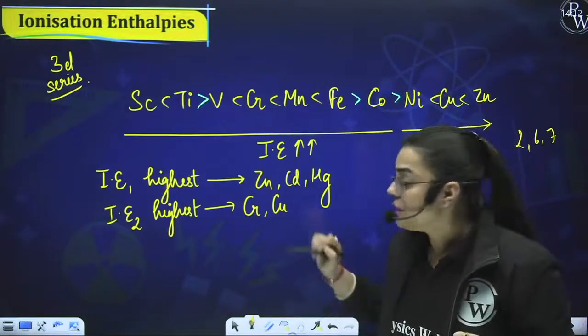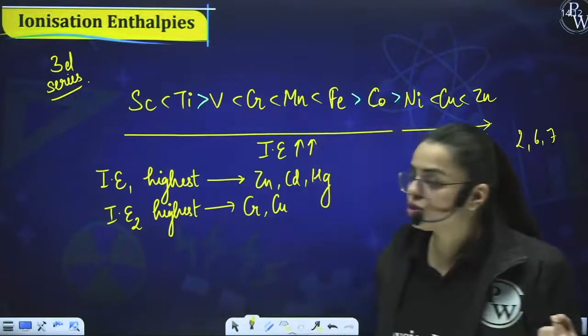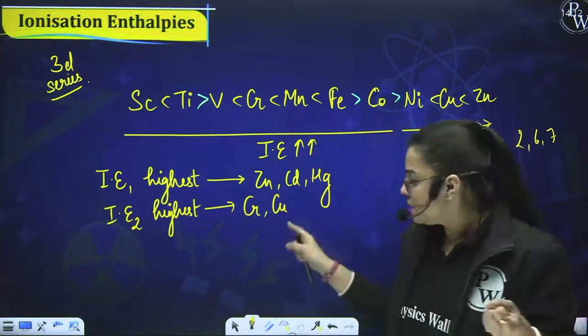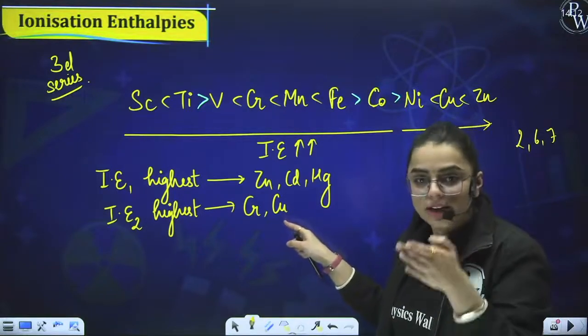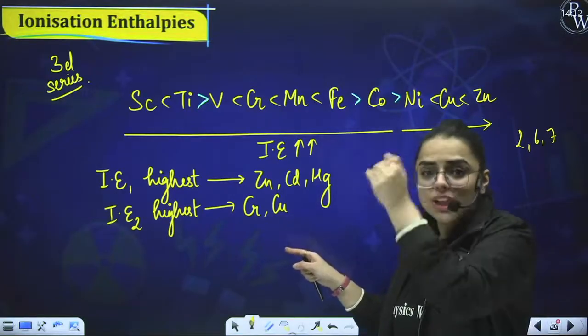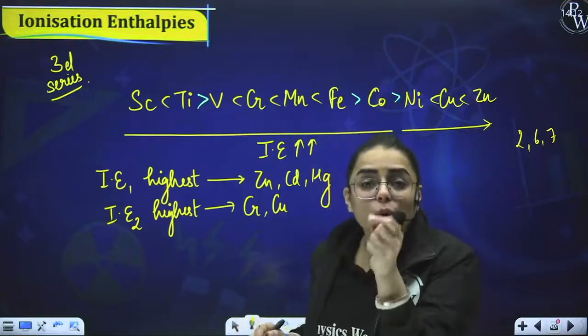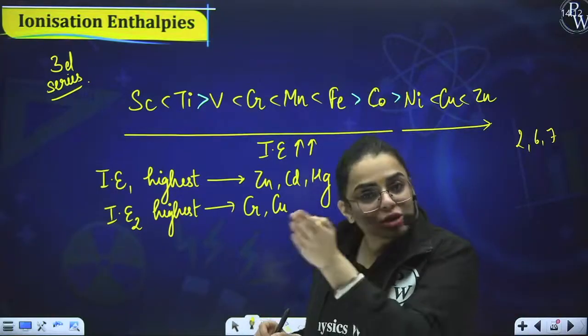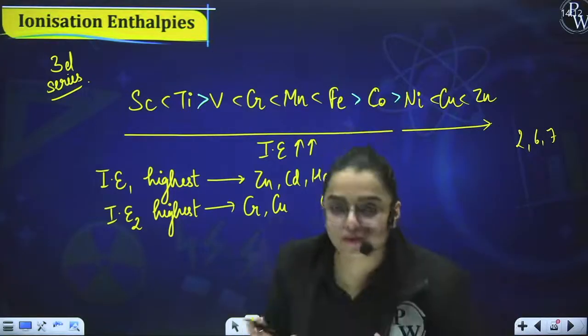Again over here, there was an exception in the case of copper. Sorry, really sorry. It is basically 3d10 4s1. One electron from the s subshell, 3d10. Again, you need more energy to remove from 3d10, so a high amount of energy is required. In the case of chromium, again an exception. What is it? 3d5 4s1. One electron is taken from the s subshell. Now, 3d5 requires more energy because it is a half filled configuration.